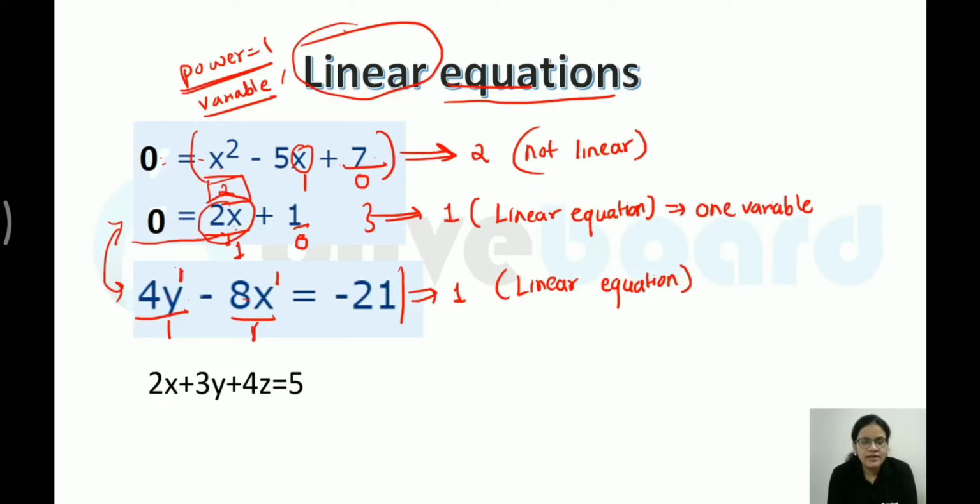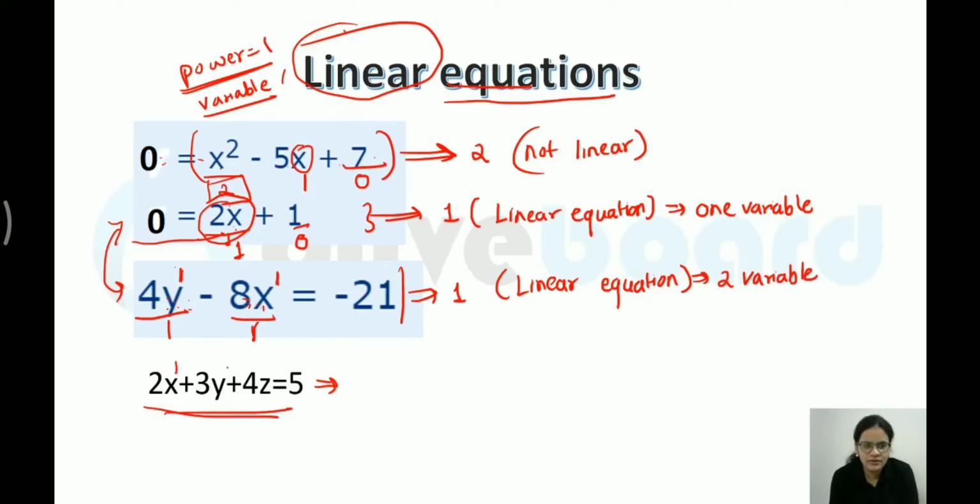Here you have a linear equation in two variables because there are two variables, x and y. So this is also a linear equation, but I will call it a linear equation in two variables. Are you getting it? Now can you tell me? You can just pause the video and figure out what you would call this.